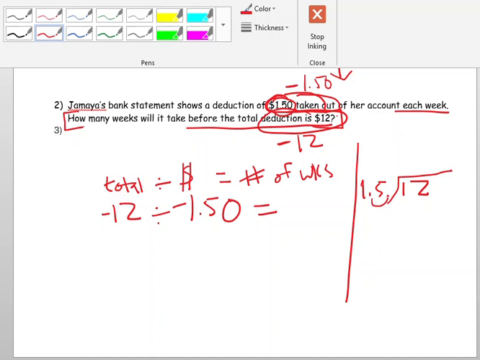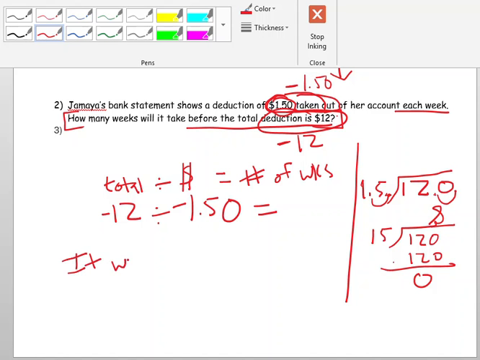I move the decimal point over here 1 so that it's 15. And then if I have my sort of imaginary decimal point, I move that over and add a 0. So what I'm actually doing is 15 going into 120, okay? And when I do that, 15 goes into 120 exactly 8 times. 8 times 15 is 120. So the answer is it will take 8 weeks. If you do not have that, please take 30 seconds now to fix your work.